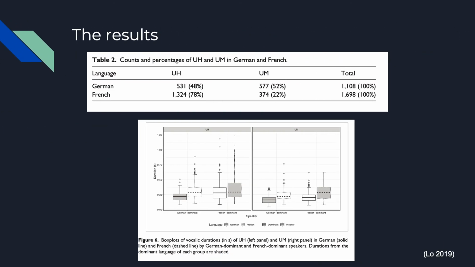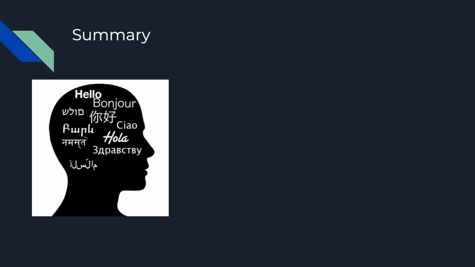Here, the results showed a difference in the choice of FPs in German and French, with one form more popular in German and another more popular in French. In terms of frequency, German dominant speakers produce FPs with a higher frequency than French dominant speakers. And in terms of duration, both German dominant and French dominant speakers produce longer FPs in French than in German.